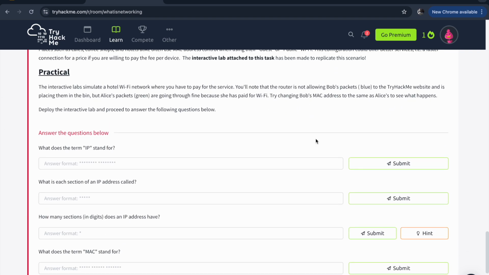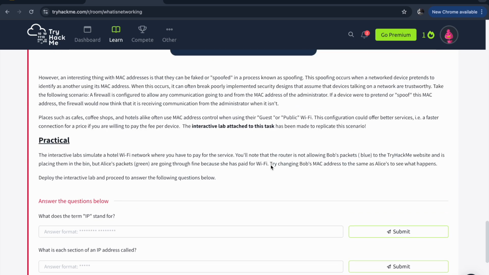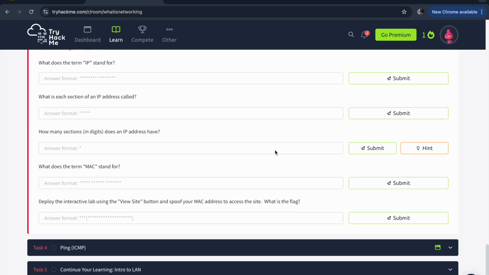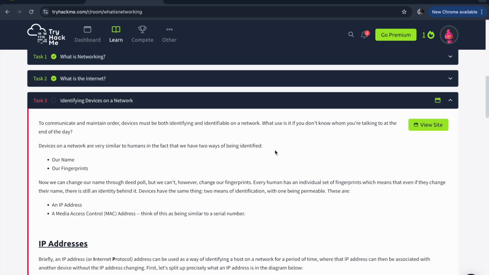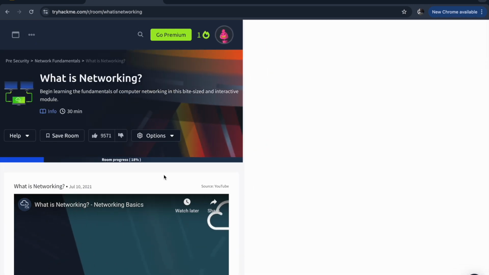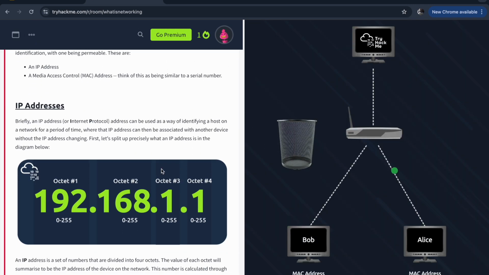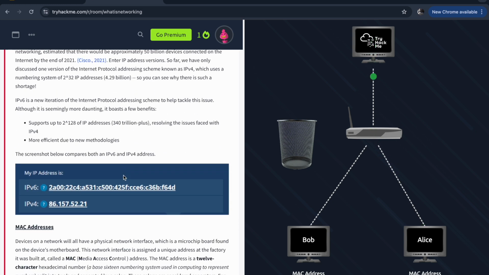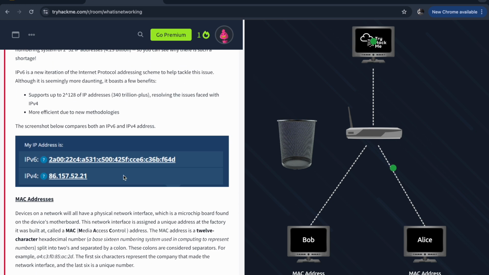Now the practical. The interactive lab simulates a hotel. Where is the, oh, your website. Okay, so this is basically describing this. Before we do that though, we are going to look at this.